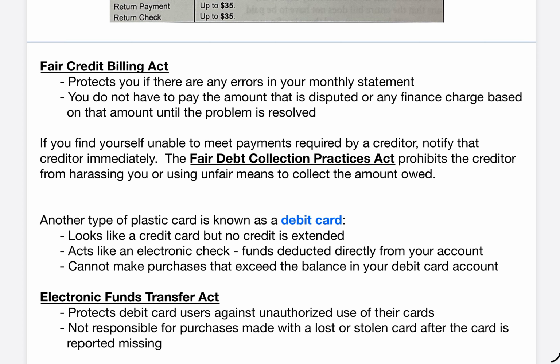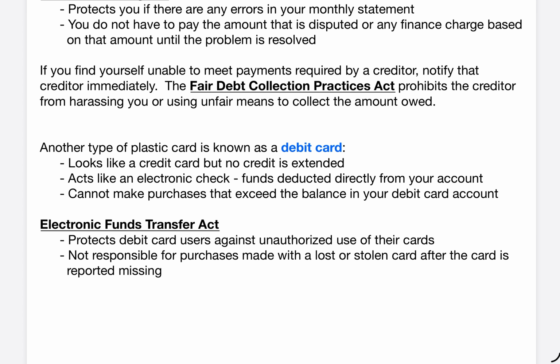Okay. It's also important to understand that the Fair Debt Collection Practices Act prevents creditors from harassing you or using unfair means to collect the amount owed. In the past, before this act was in place, they would contact your employer, your family, your friends, whoever they needed to contact to put pressure on you to pay up. This act now prevents them from doing that.